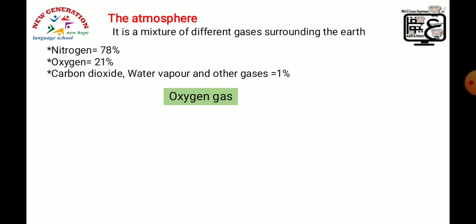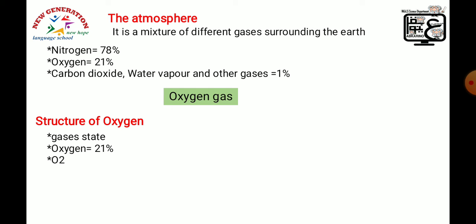And now we're going to talk about the oxygen. Repeat after me. Oxygen. Amazing. First, the structure of oxygen. Do you know, my friend, an oxygen molecule consists of two oxygen atoms, and the oxygen exists in the atmosphere in a gaseous state, and it represents, as we said, 21%, or 1/5 of the air volume.